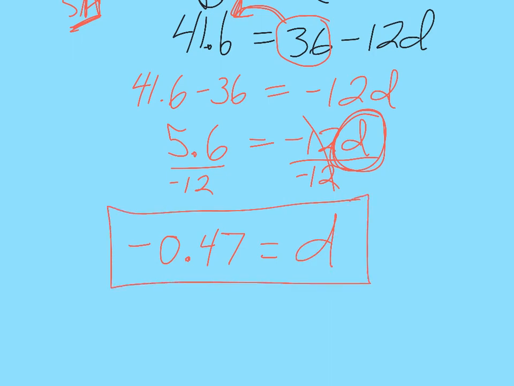Okay, that was a tough one. We had to distribute twice, and then we had this concept here with the negative 12. We've got to remember what's happening there. When you have a number right next to a letter, that's being multiplied. So you do the opposite. We're going to divide. All right, hopefully that helps.